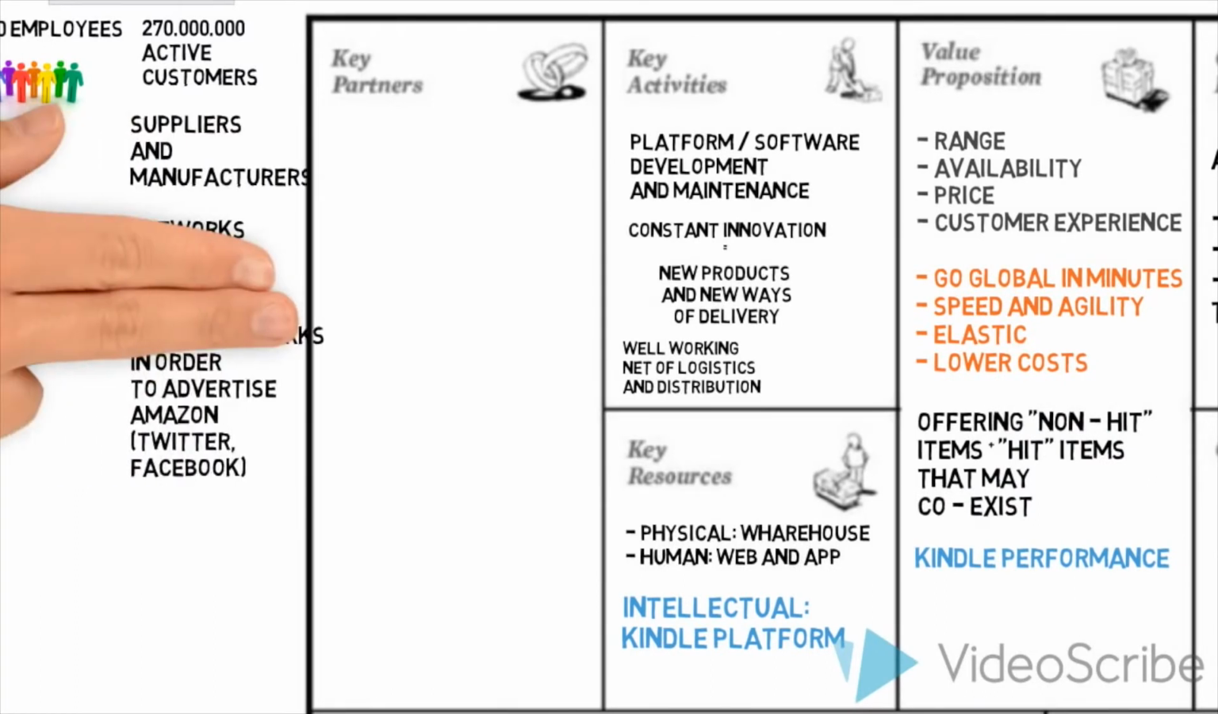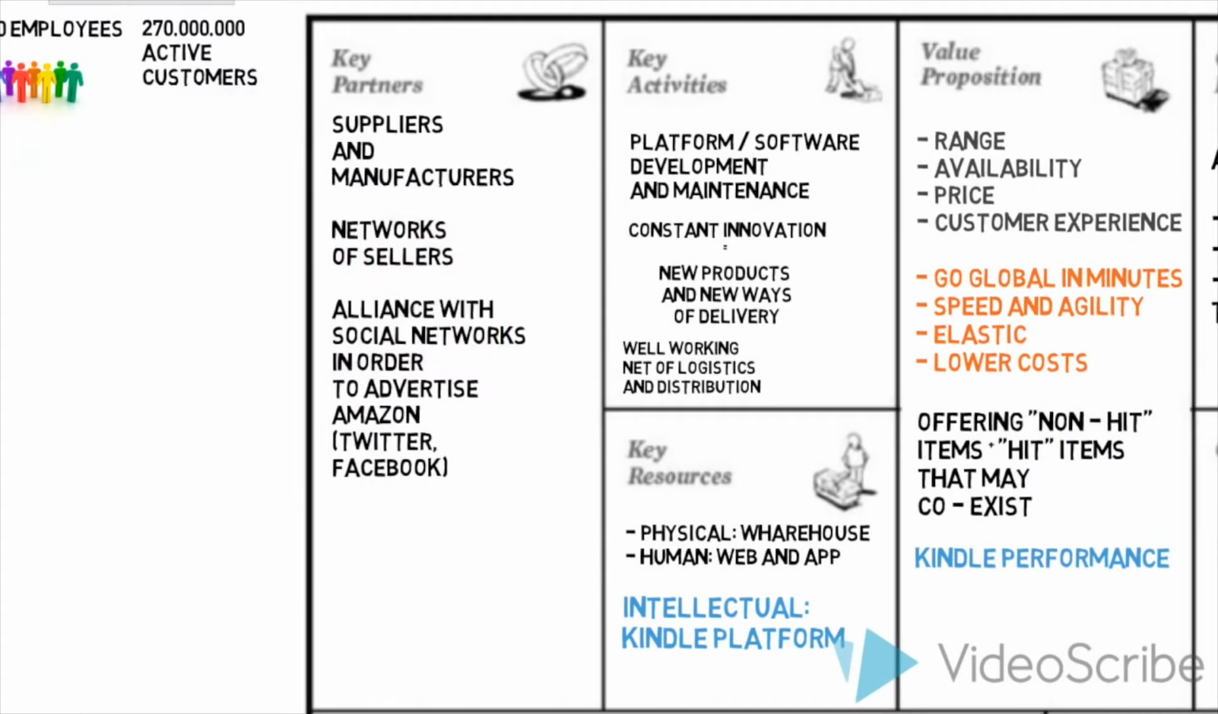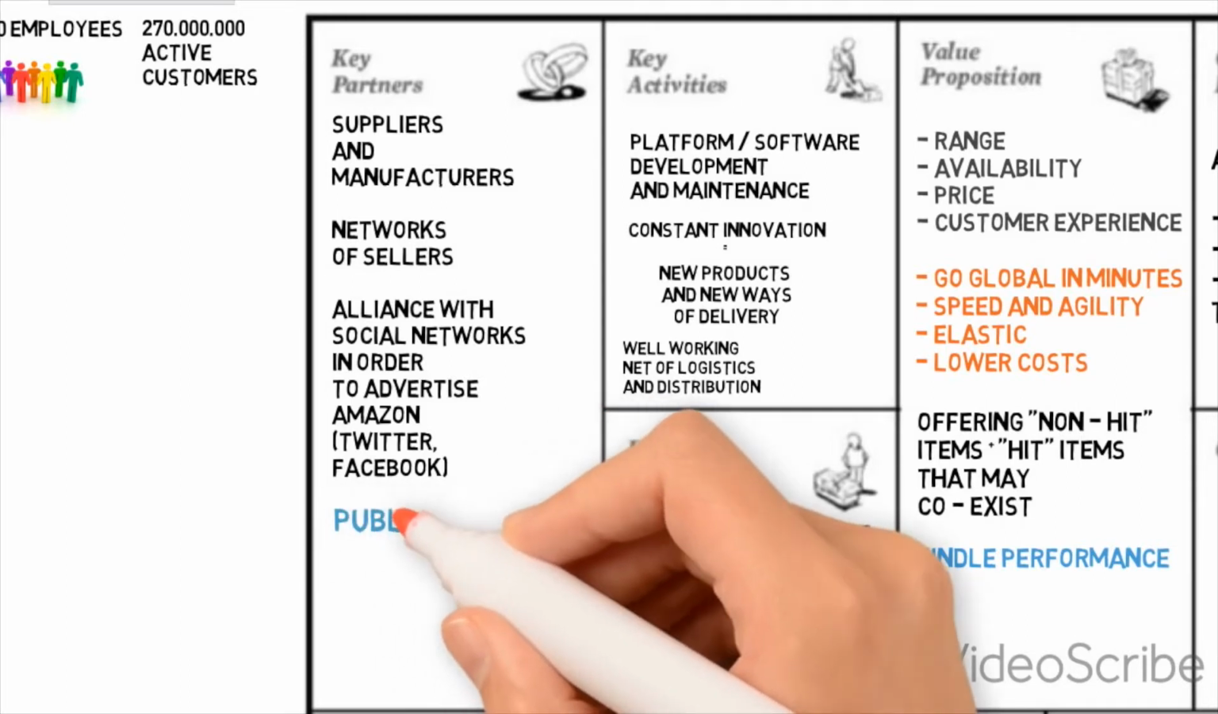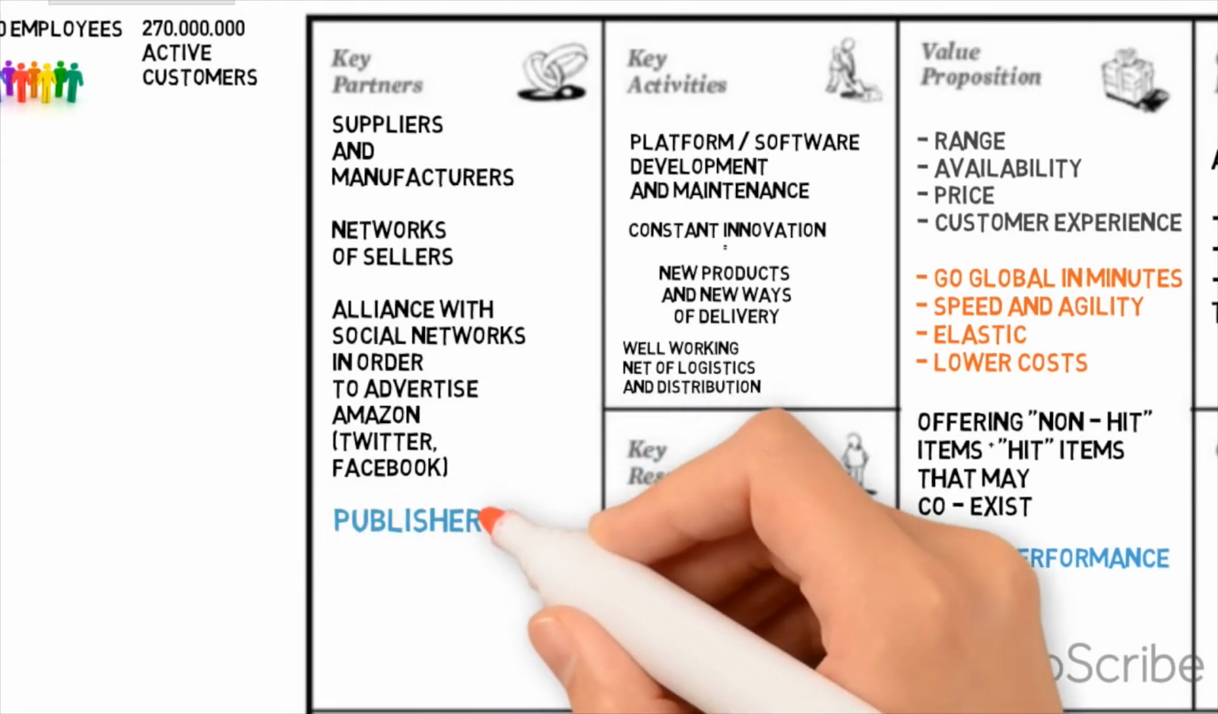Key partnerships. They describe the network of suppliers and partners that makes the business model work. Amazon's accomplishments are also thanks to its partnerships, which can be divided into suppliers and manufacturers, network of sellers, the alliance with social networks in order to advertise, publishers, and the niche content providers.